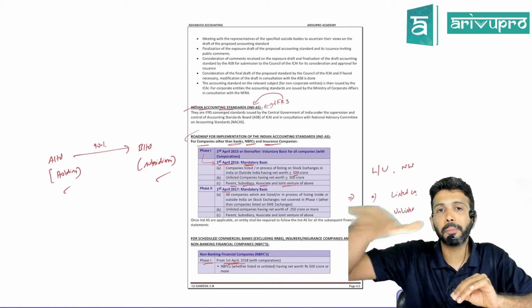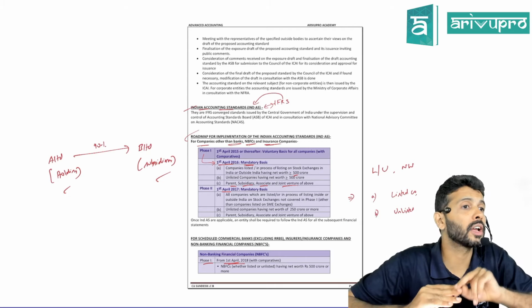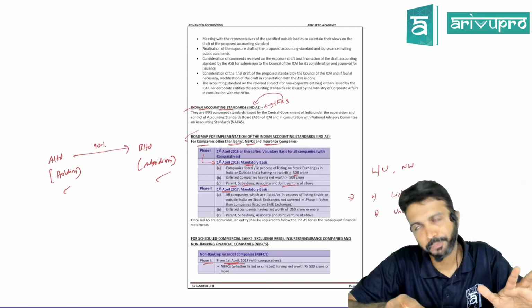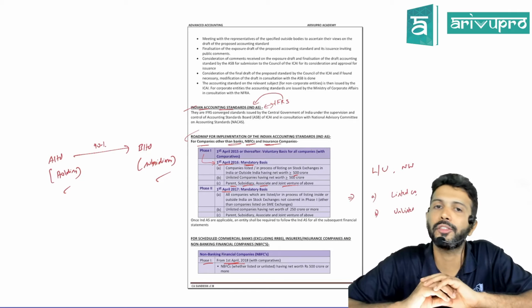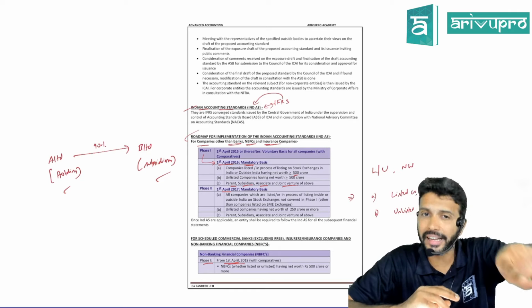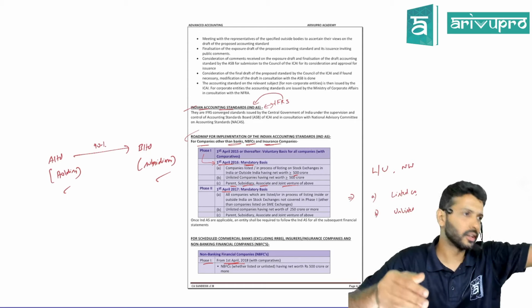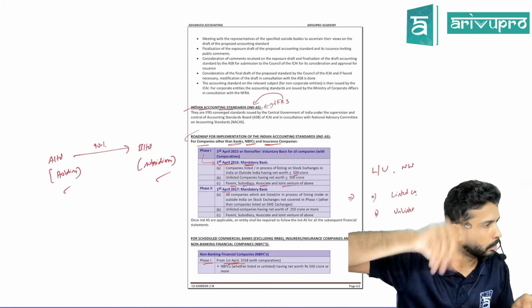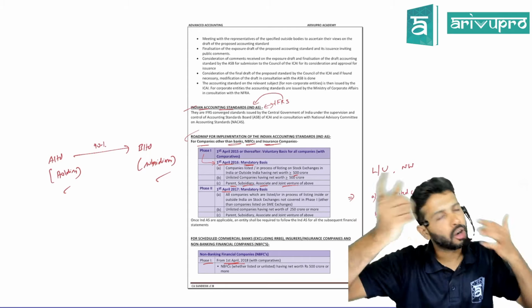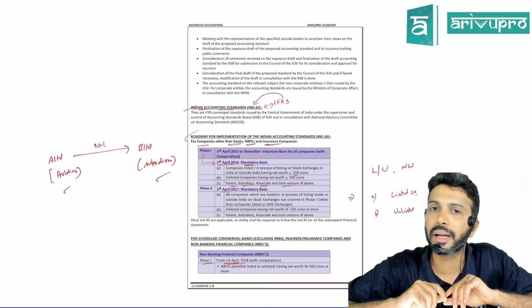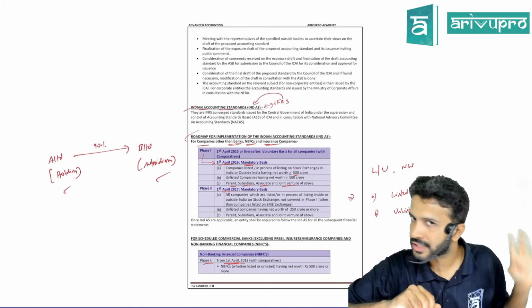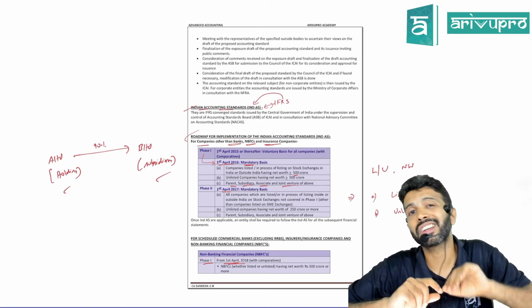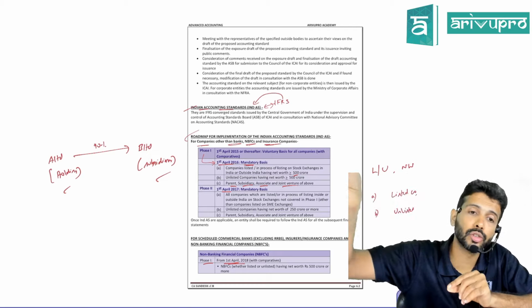That's phase 1. Phase 2 is all listed companies, irrespective of their turnover. Then unlisted companies whose net worth is half, that is 250 crores or more, will come under phase 2. Then NBFCs. The first applicability for NBFCs is from 1st April 2018. The same limits apply: if you are a listed NBFC or unlisted NBFC with net worth of 500 crores or more, 1st April 2018. From 1st April 2019, it will be applicable for all listed NBFCs and for all unlisted NBFCs whose net worth is 250 crores or more.